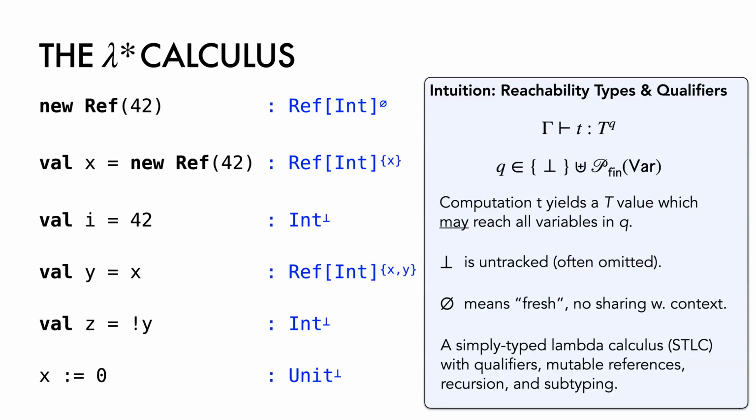takeaway here is that we have a type system that assigns these qualifiers, which can be either bottom or finite sets of variables. And this is otherwise just an ordinary simply typed lambda calculus with subtyping and mutable state and recursion. And despite its simplicity, it's remarkably expressive, as we're going to see. So what about functions, which are kind of the bread and butter for higher order programming?